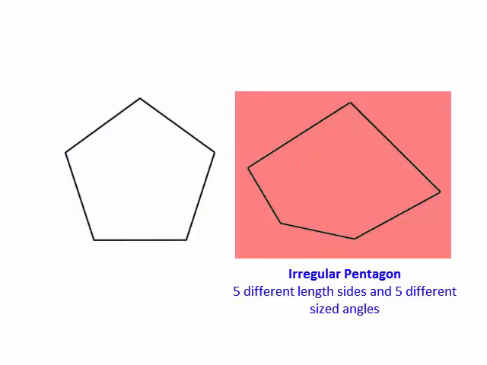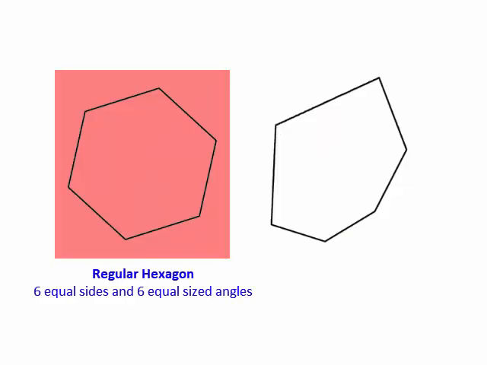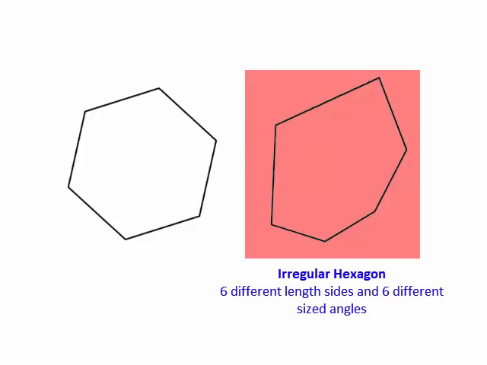And this is an irregular pentagon. An irregular pentagon has 5 sides, but each side is different lengths, and all the angles are also of different sizes. This is a regular hexagon with 6 equal sides and 6 equal angles. And this is an irregular hexagon with 6 sides of different lengths and 6 different angles.